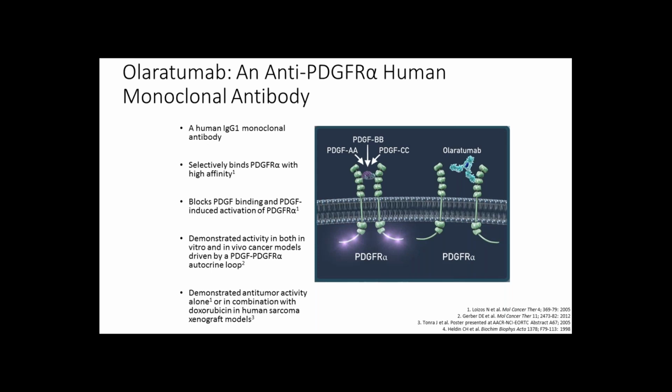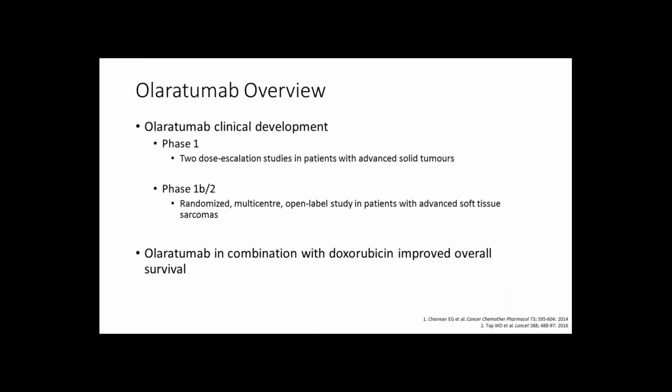And in other experimental models, Olaratumab demonstrated anti-tumor activity as a single agent or in combination with doxorubicin in human sarcoma models. So the trial that I was involved with was the phase 1b, phase 2 trial in soft tissue sarcomas. But prior to that, there was a phase 1 trial with a dose escalation component. So patients were treated at a certain dose, and if that was tolerated well, then the dose was increased, and that was open to people with all types of solid cancer.